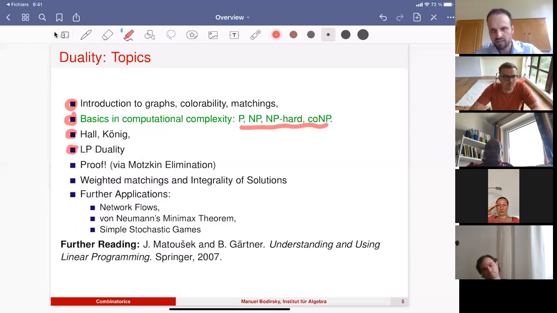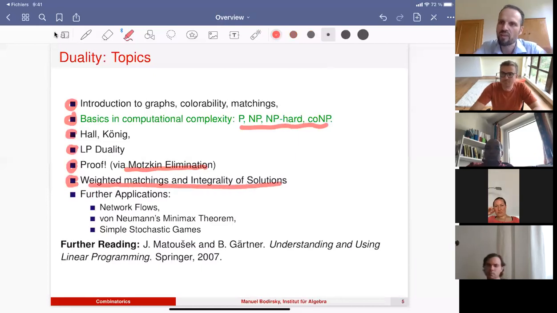I will teach LP duality. I also teach it with proof, so we will prove it. This is based on Motzkin elimination, the simplest proof I know. It's not difficult. And then we'll apply it. You might wonder, are these linear inequalities over the reals? So why does this help? Solutions over the reals, why do they help me in combinatorics? That's not always clear, but there are some conditions that tell me if there is a solution, there is also a solution with integers. And this helps me then in combinatorics.